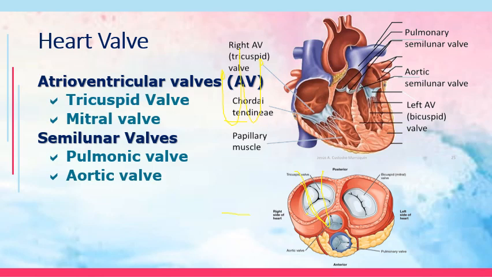It needs to open in such a way that the blood from the atrium will go towards your ventricle. Because again, remember, diastole is relaxation of your heart. Relaxation of your heart is your ventricular filling. So for the ventricles to be filled with blood, your AV valves need to be open during your diastole.